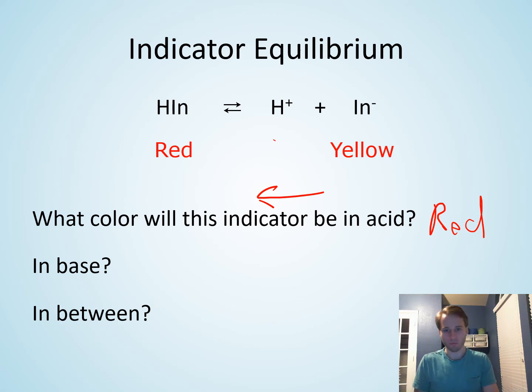I've now removed a bunch of H+ ions, and this equilibrium is going to want to reestablish itself and shift to the right. And so in basic solution, this is going to be yellow. And then in between might be some sort of orangish color or something like that. It kind of just depends on where you are in between. But it will shift from red to yellow, maybe look a little orange at some point, somewhere in between.